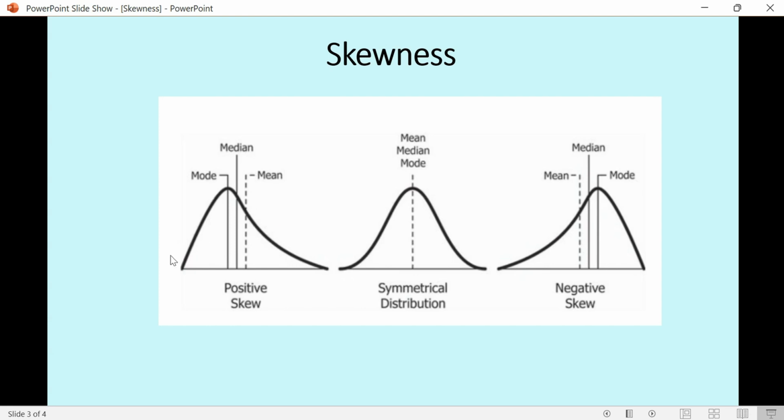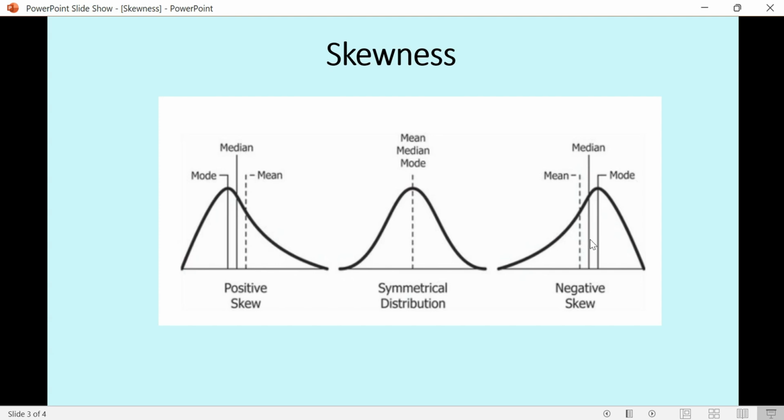For the left figure, this plot has a longer tail on the right side, and this is called positive skew. In this distribution of the data, the mean is located here, the median about this place, and the mode, which is the highest frequency of the data, on this vertical line. So the mean is larger than the median in positive skew.